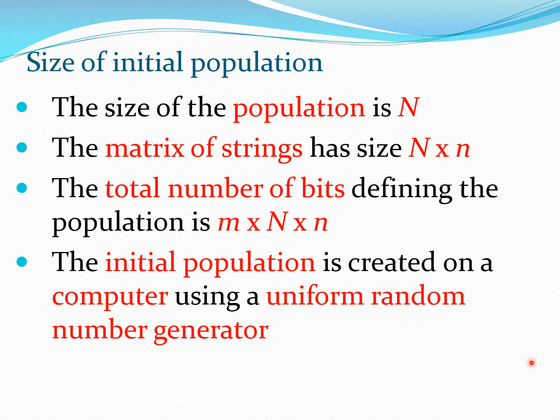So just to recapitulate some of the important points, the size of this population is capital N. The matrix of strings has size capital N into small n, where remember small n is the size of the design vector. That's the number of design variables is small n. The total number of bits in the population would be m into n into N. Bits are, of course, the ones and the zeros. So that's the total number of ones and zeros in the entire population. Now, the initial population is typically created on a computer using a uniform random number generator.